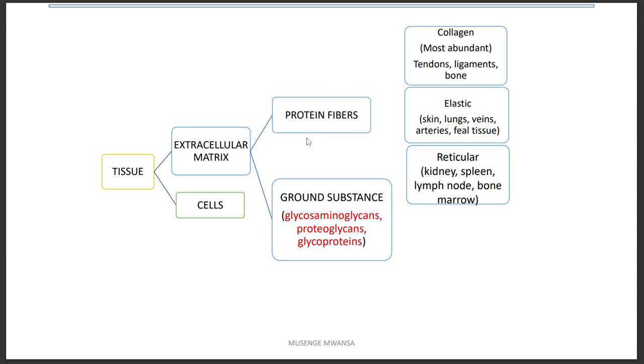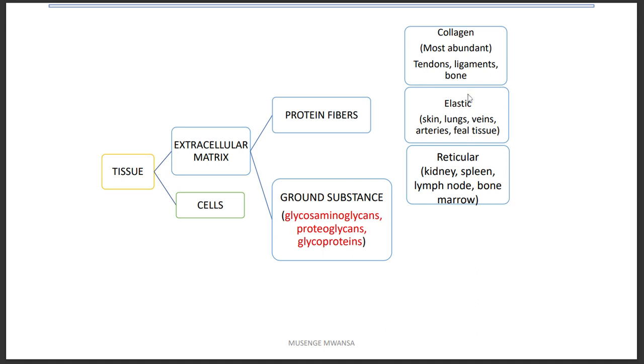So fibers are there just to make sure that there is more anchorage of one cell to the other with the ground substance. On the protein fibers, we've got three of them: the collagen, the elastic fiber, and also the reticular fiber. Collagen fiber is strong, so it has strength. It is there for strength and cushioning. That is why we see it in tendons, ligaments, in connective tissue, and it is the most abundant. So it's there for strength and cushioning.